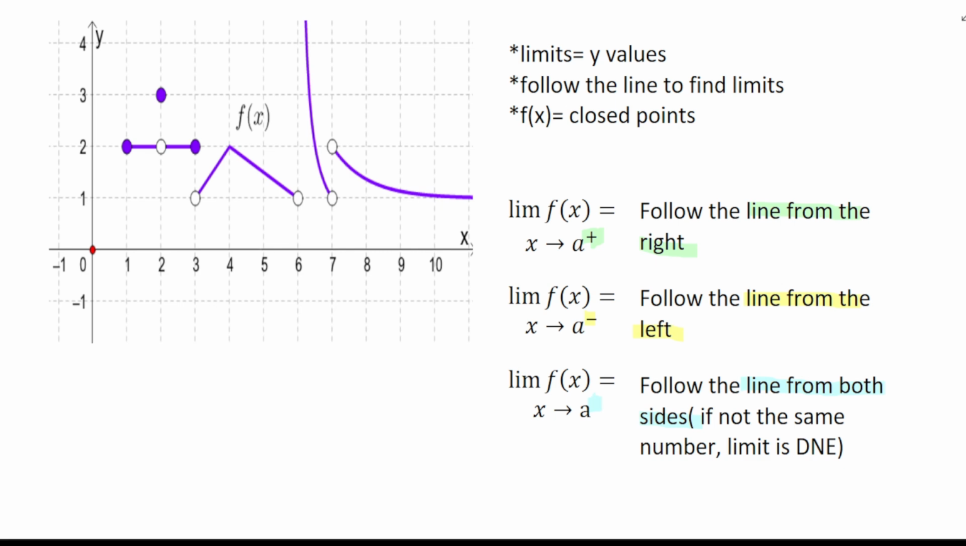If the limit says follow x from a number with a minus on the right side of it, you need to follow the line from the left side of that number. And then finally, if the limit says x is approaching some number and there is no sign to the right of it, that means you must find the limit from both sides. There is a special note here saying if the limit from both sides is not the same number, the limit does not exist. Now let's go ahead and apply these ideas to some of the problems.